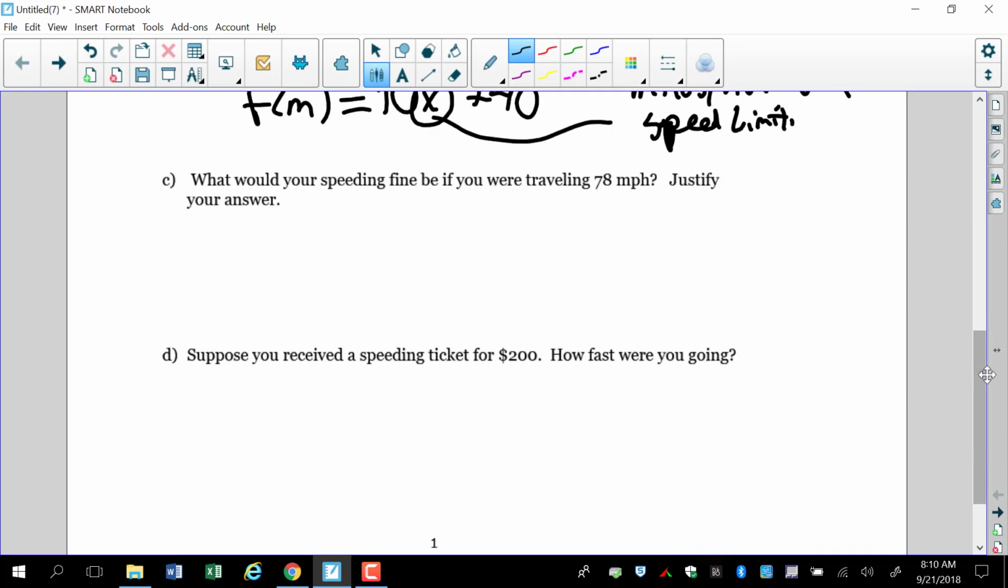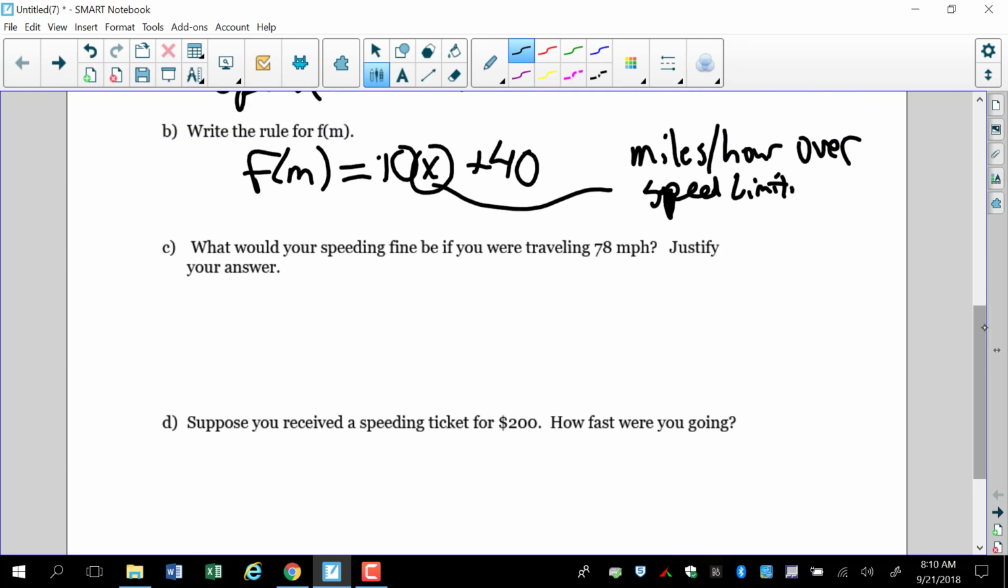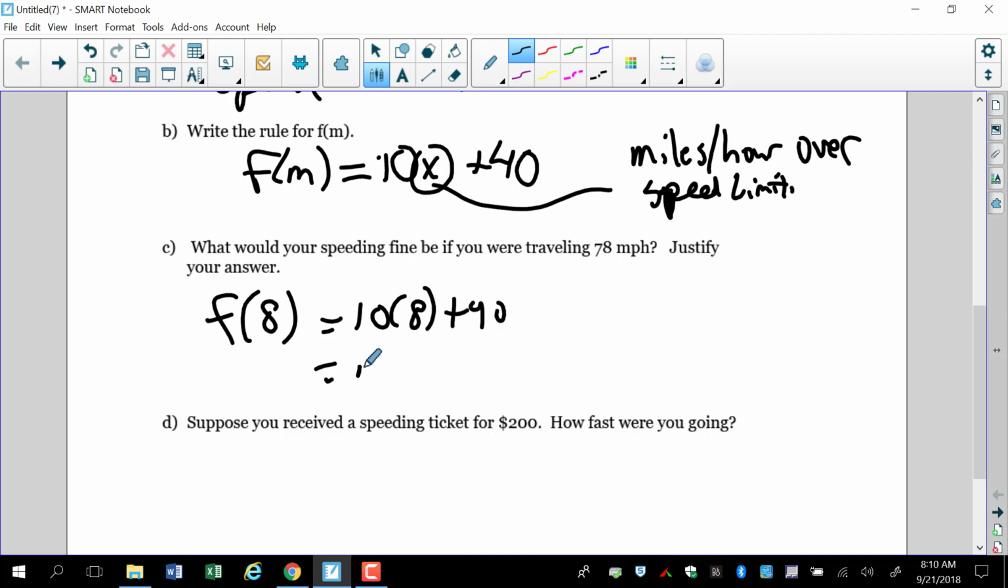So if you were traveling at 78 miles per hour, you're not going to plug 78 in for x. What you're going to do is figure out what happens when you're going 8 miles an hour over the speed limit. So 10 times 8 plus 40, which is 80 plus 40, which is a $120 fine if you get caught speeding for 8 miles an hour over the speed limit.